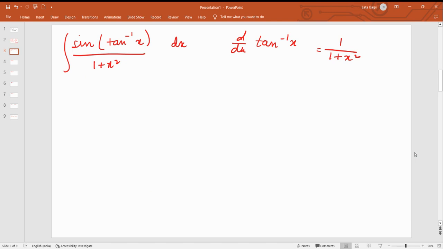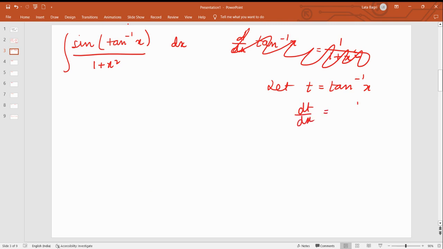How am I going to use it? Let us see. I will say that let t is equal to tan inverse x. As I told you, we have to substitute any one of these. So always substitute the more complicated part. And why am I writing t is equal to tan inverse x? The reason is that when I differentiate tan inverse x, I get 1 by 1 plus x square. So dt by dx becomes 1 by 1 plus x square. So dx becomes dt times 1 plus x square.